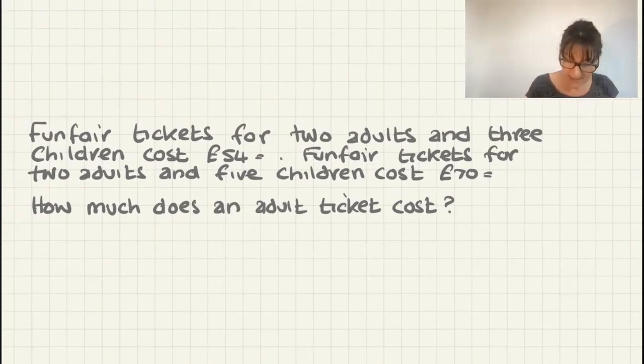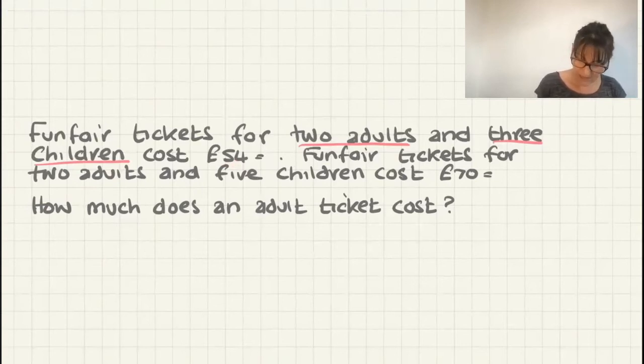So when I'm reading this, I've got funfair tickets for 2 adults and 3 children. I've got 2 different types of things going to that one value. Okay, so that's the type of thing that I'm looking for. I am going to write that in shorthand. 2 adults plus 3 children together will make 54.